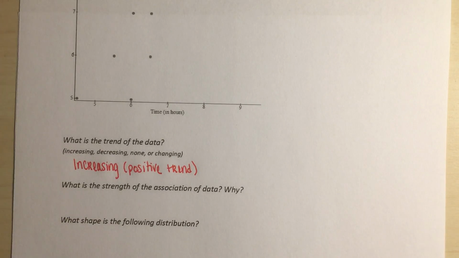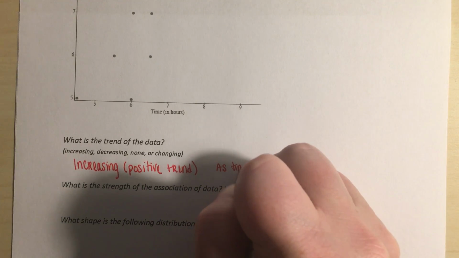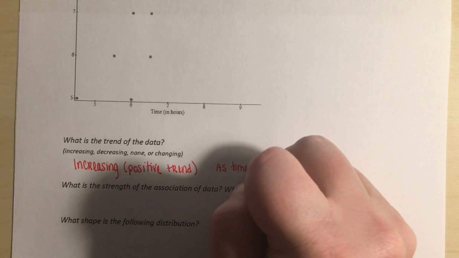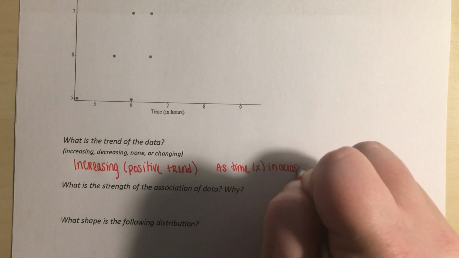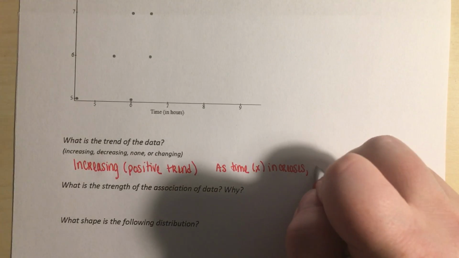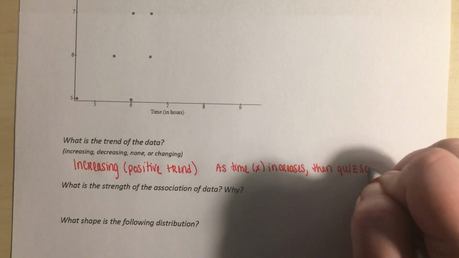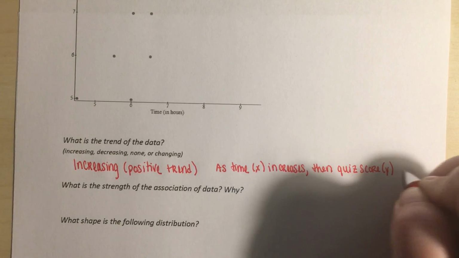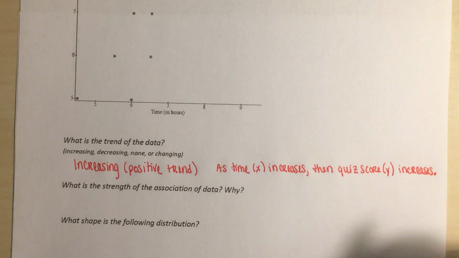Right, so what this means is as time, which is our x, increases, then our quiz score, which is y, also increases. So as x increases, then y also increases. So we're thinking increasing, positive trend here.